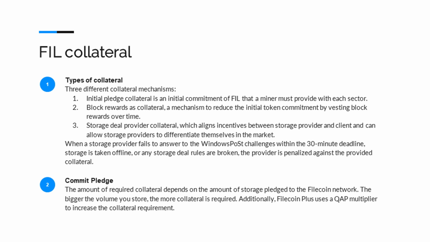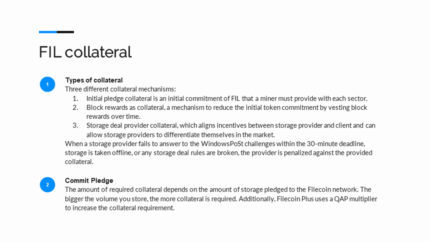Filecoin includes 3 different collateral mechanisms. Initial pledge collateral is an initial commitment of FIL that a miner must provide with each sector. Block rewards as collateral, a mechanism to reduce the initial token commitment by vesting block rewards over time. Storage deal provider collateral, which aligns incentives between storage providers and clients and can allow storage providers to differentiate themselves in the market.